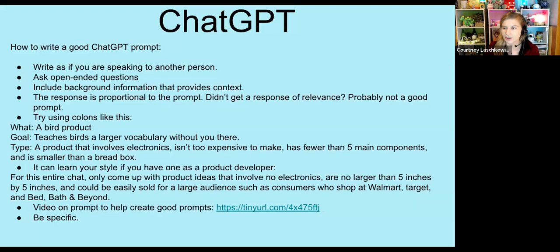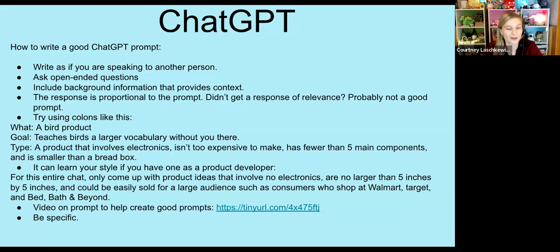So what am I doing? I want them to create a bird product. What is the goal? Well, I want the product to teach birds a larger vocabulary without me actually having to constantly repeat words to my parrot. The type, what type of product? A product that involves electronics, isn't too expensive to make, has fewer than 5 main components, and is smaller than a bread box. I thought I'd sneak that in there from 20 questions there.